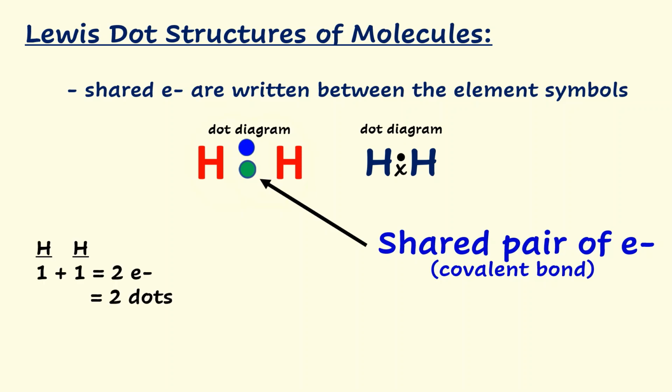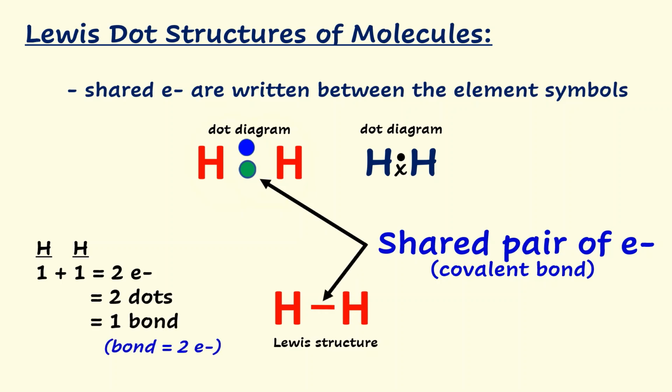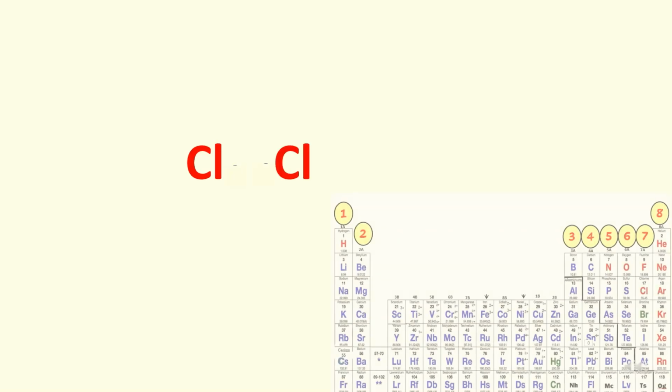I could also write this as a Lewis structure, where I'm going to replace the shared pair of electrons with a dash, which represents the shared pair of electrons. This can also be written as a molecular formula, H2, which also represents the two hydrogens being bonded together. Let's see how this would work between two chlorine atoms.